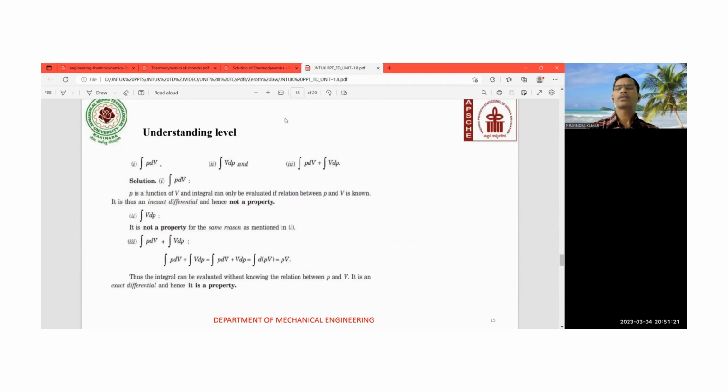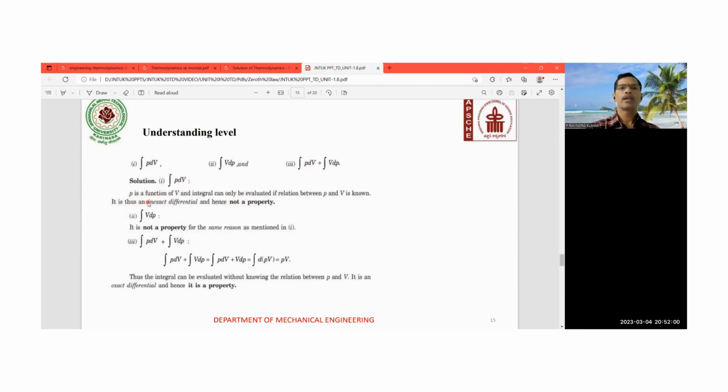In the previous classes, we have also discussed the understanding level questions. That is, we already know the intensive properties and extensive properties. So in this case, observe whether it is a property or not, because we have covered intensive and extensive properties. Integral of PdV, whether it is a property or not. Integral of VdP, whether it is a property or not. What about this case? Integral of PdV: because P is a function of V, the integral can only be evaluated if the relation between P and V is known.